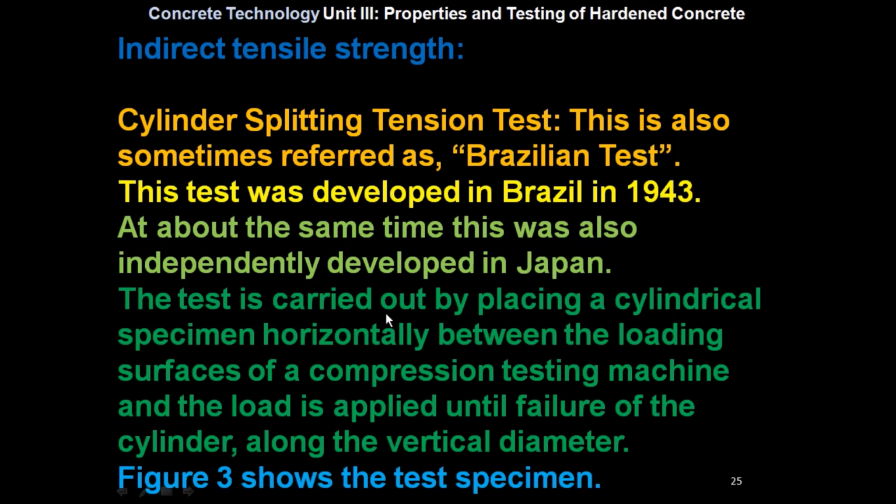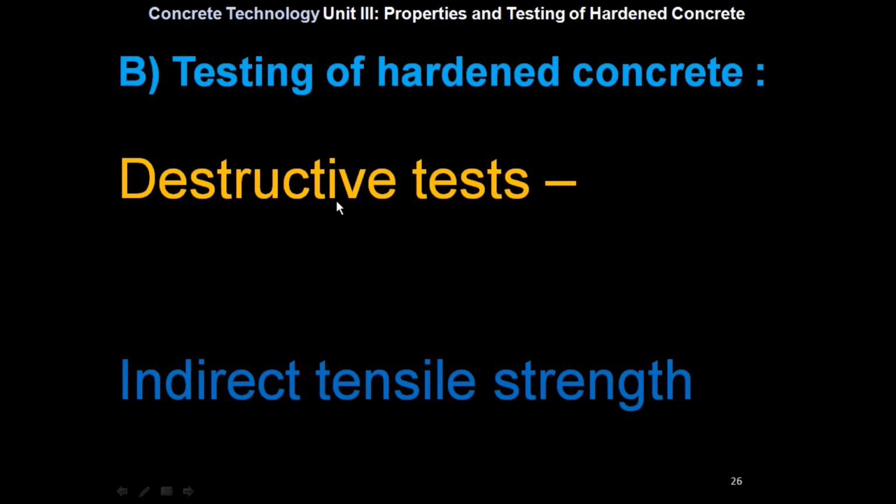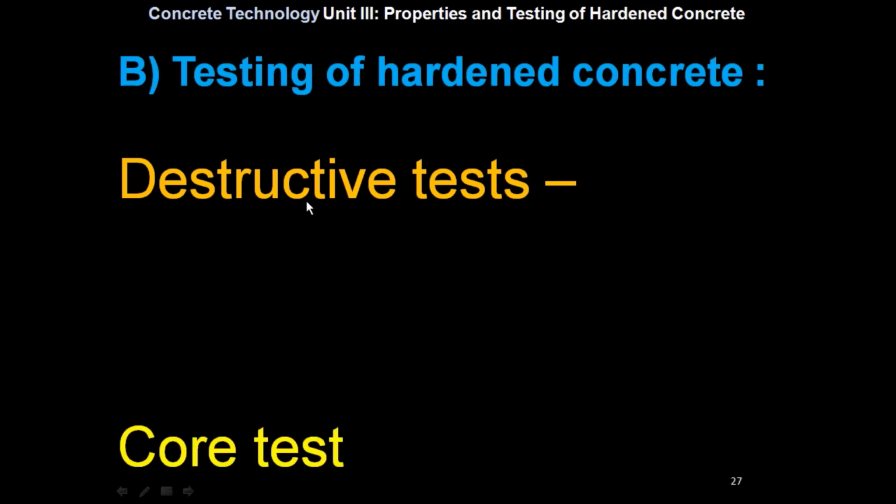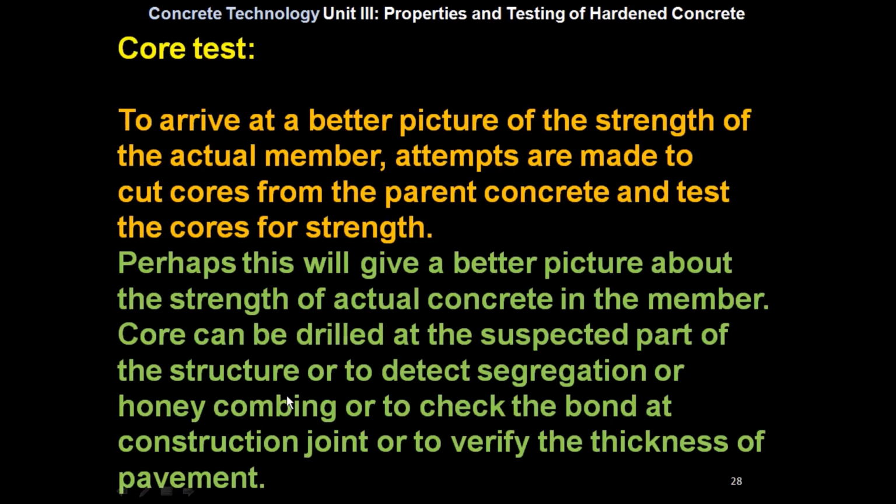The test is carried out by placing a cylindrical specimen horizontally between the loading surfaces of the compression testing machine, and the load is applied until the failure of the cylinder along the vertical diameter. The figure shows the test specimen. So we have seen the destructive test, that is indirect tensile strength. Now we will see another destructive test, the core test.